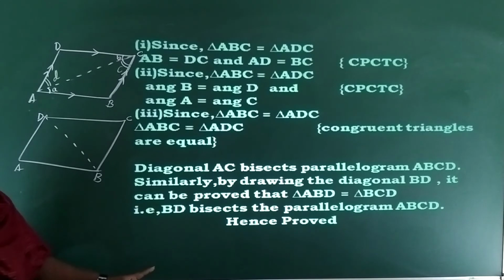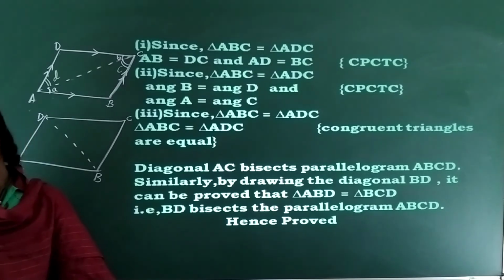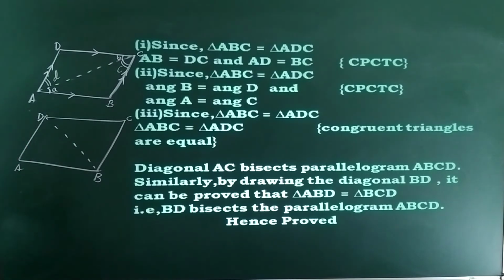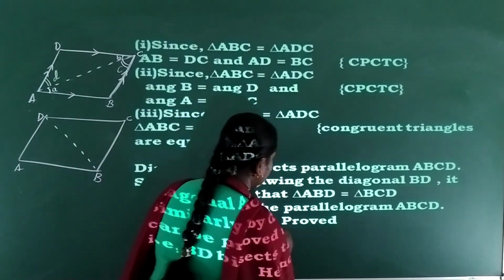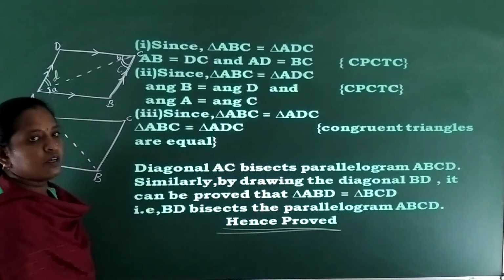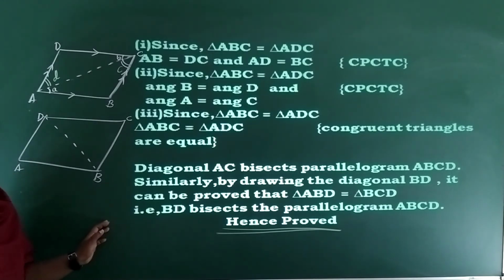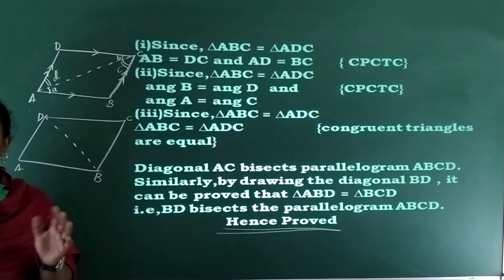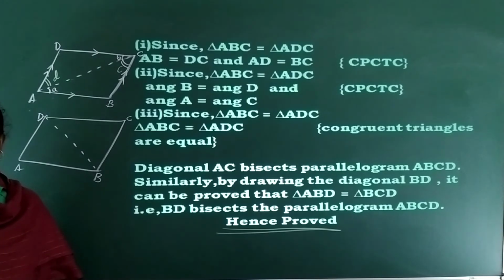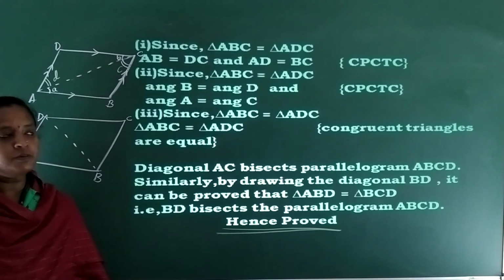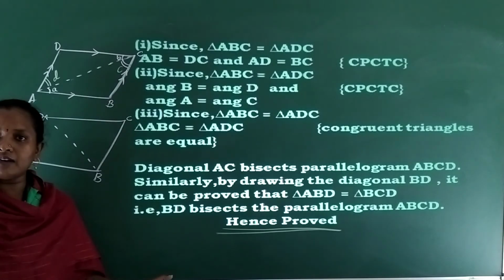I hope you have understood, children. Hence proved. This is very important, children. After the theorem you have to write this one. Hence proved. I hope you have understood the theorem. So you have to practice this theorem in your running notes and CW properly, children. And theorem number 1 also you practice. Theorem number 1 is nothing but the quadrilateral theorem. Theorem number 2 is the parallelogram theorem.